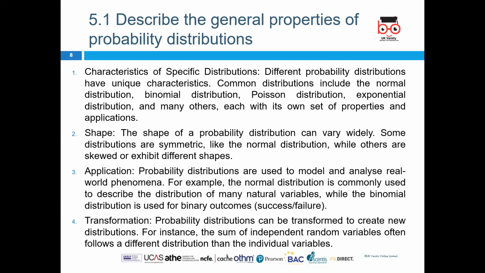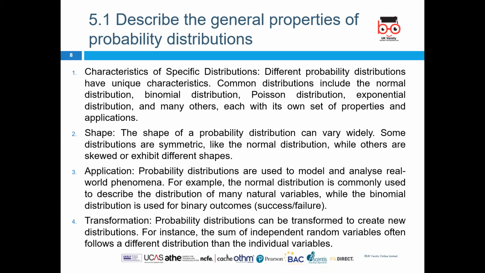Then we have applications. What are the applications of probability distributions? Probability distributions are used to model and analyze real world phenomena. For example, the normal distribution is used to assess test scores. Then you can have the cumulative distribution function, which, like I said, is used to find the probability that a specific person will get a score less than a specific value. The normal distribution is commonly used to describe the distribution of many natural variables, while the binomial distribution is used for binary outcomes. It can be yes or no, success or failure. For a toss of a coin, it could be heads or tails. So that's where the binomial distribution is used.